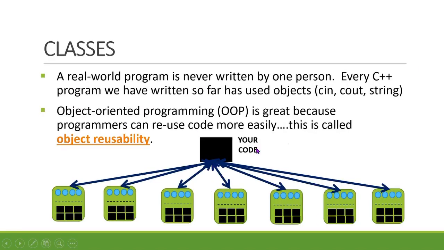A real-world program is never written by just one person. So every program you've written so far in this class, you've been using objects that other programmers created, such as cin, cout, and string. The reason why I'm talking about this is because object reusability is one of the best reasons for using object-oriented programming. So that once you create a class, you can then use that class by creating objects in your code in many different programs.